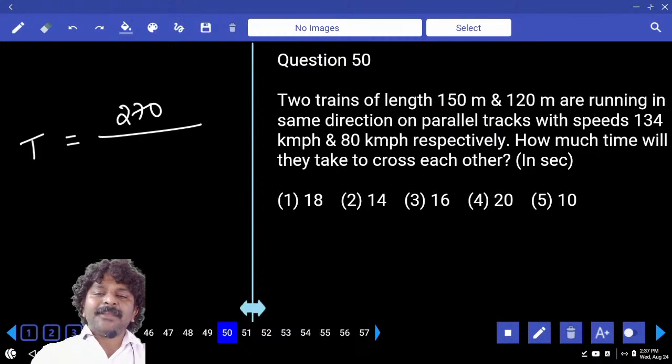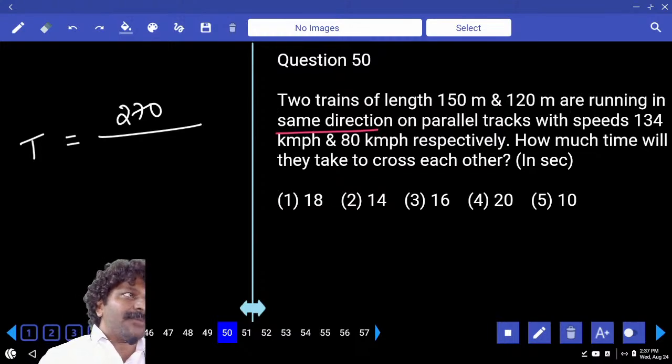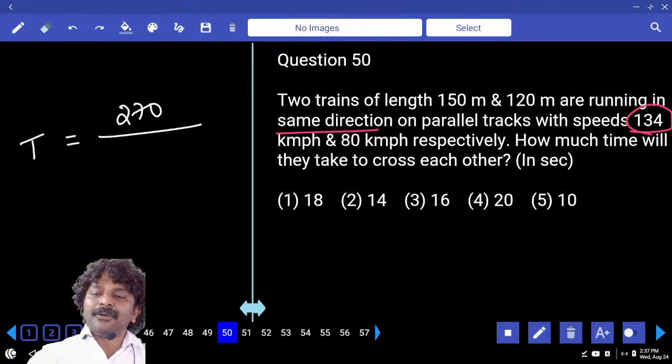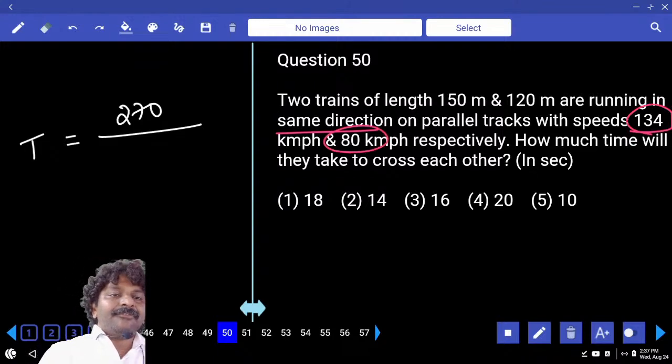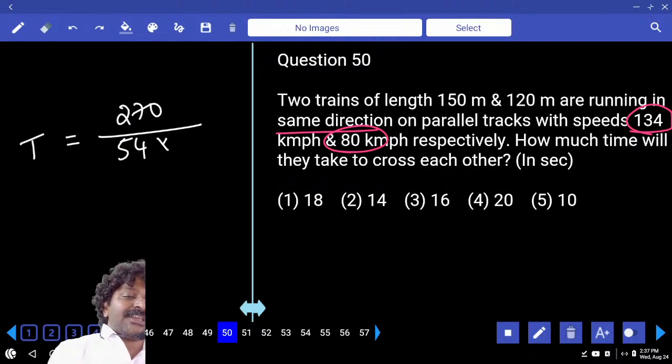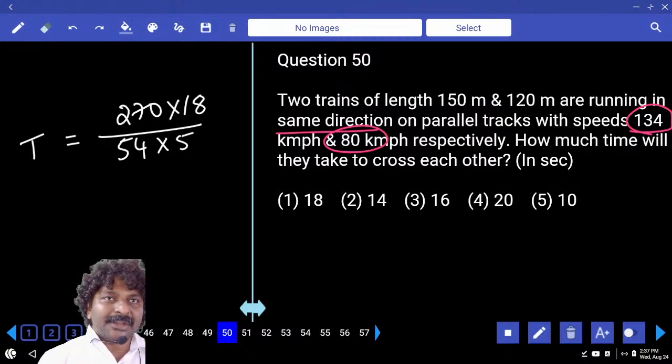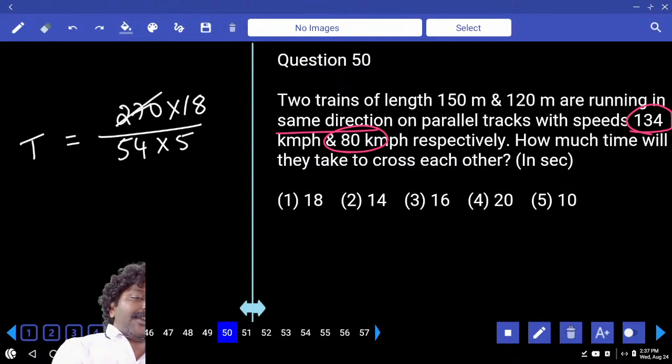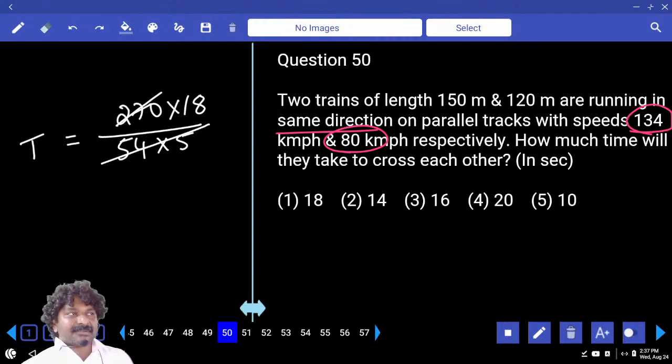In which direction are they moving? Same direction. So relative speed is S1 minus S2 only. 134 minus 80, how much is that? 54. But the measurements are in kilometer per hour, while the numerator 270 is in meters, and the time answer is in seconds. So speed must be in meter per second, which is multiplied by 5 by 18. Denominator and denominator comes to numerator. 54 times 5 is 270 only. 270 gets cancelled. Answer 18, first option.